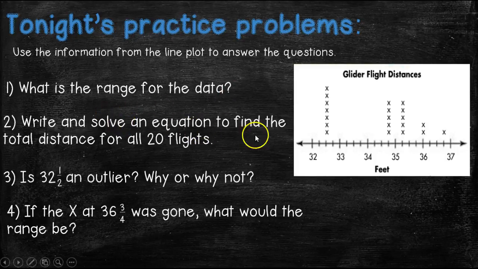Write and solve an equation to find the total distance for all 20 flights. So you're going to be doing the frequency table like we just did and then adding all of those mixed numbers together. Question number 3 says, is 32 1/2 an outlier? 32 1/2 right here, this column. Are these an outlier? Why or why not? And number 4, if the x at 36 3/4 here was gone, what would the range be?